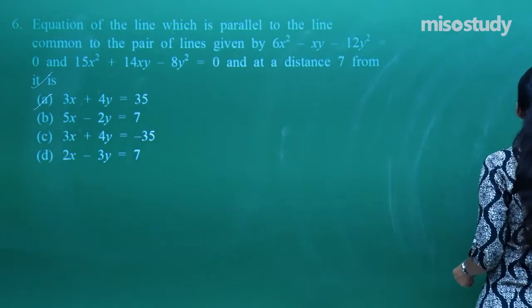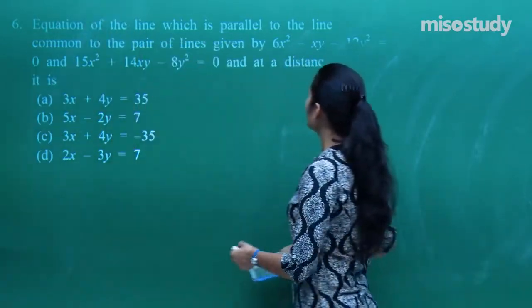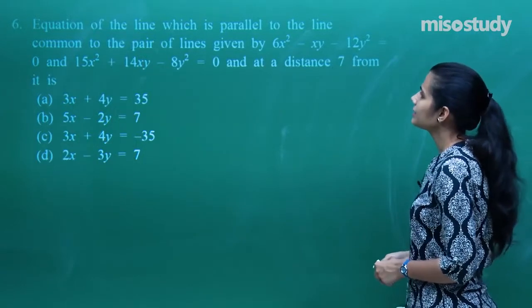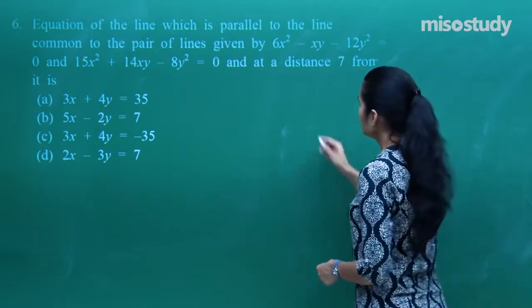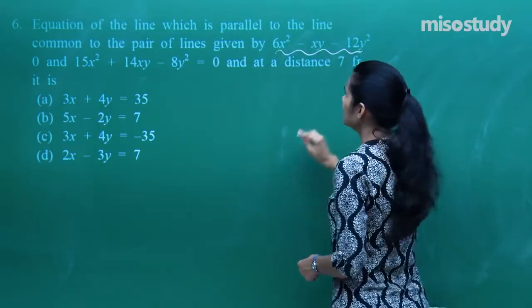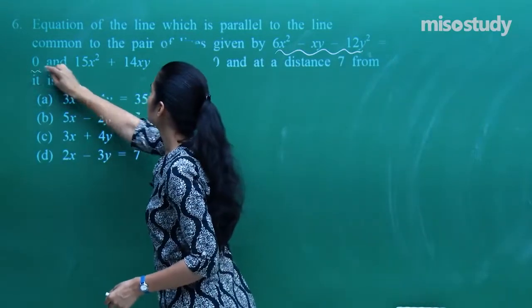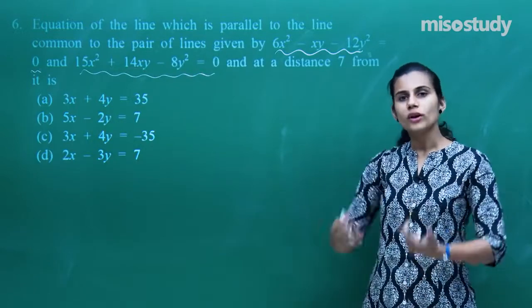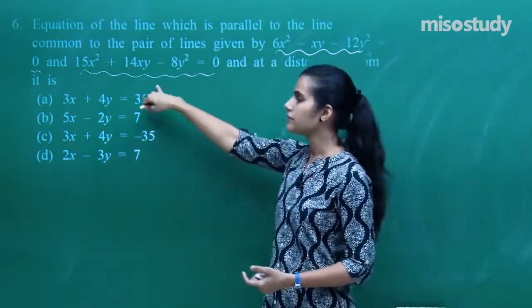Moving to the next question: the equation of the line which is parallel to the line common to the pair of lines given by this, and is at a distance of 7 from it. Let's talk about this. This is the equation of a pair of lines, and this is another equation. Which are the two lines whose joint equation is given by each of these?